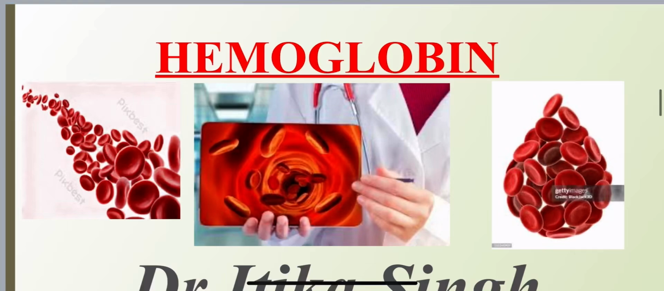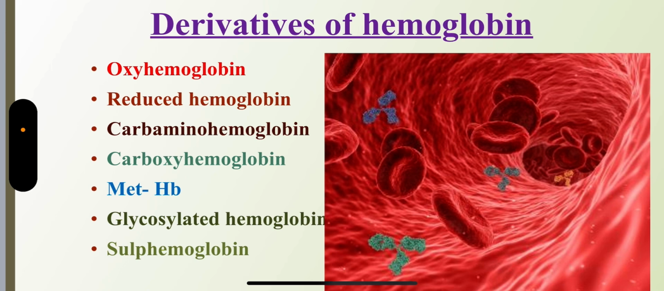Then glycosylated hemoglobin. Non-enzymatic attachment. The word non-enzymatic is very important here. Non-enzymatic attachment of glucose to the terminal valine in each beta chain forms glycosylated hemoglobin. And it is used as a marker for the estimation of long-term glycemic control in poorly controlled diabetes mellitus patients.